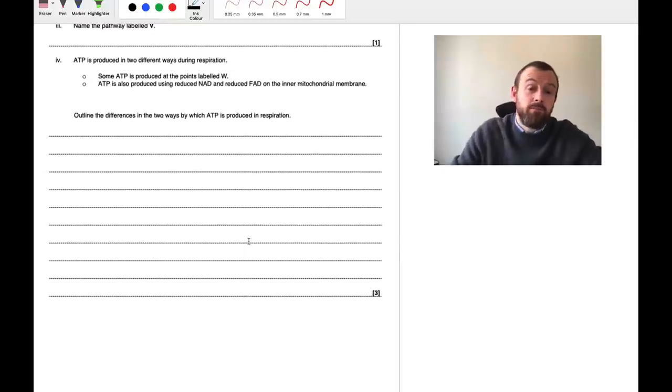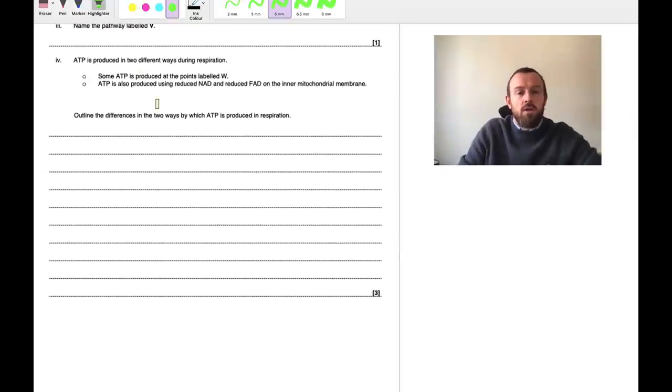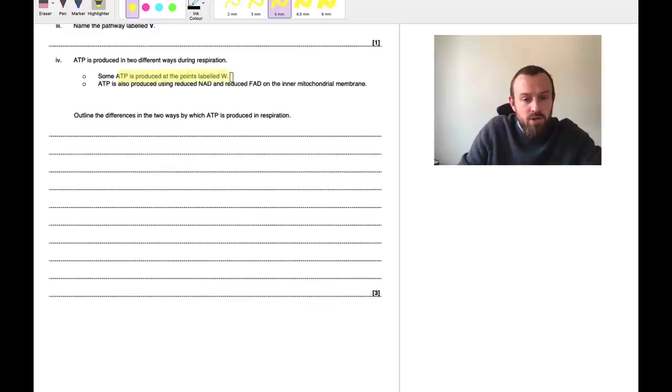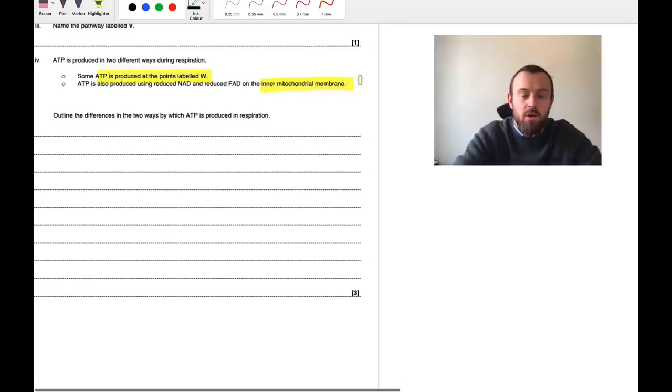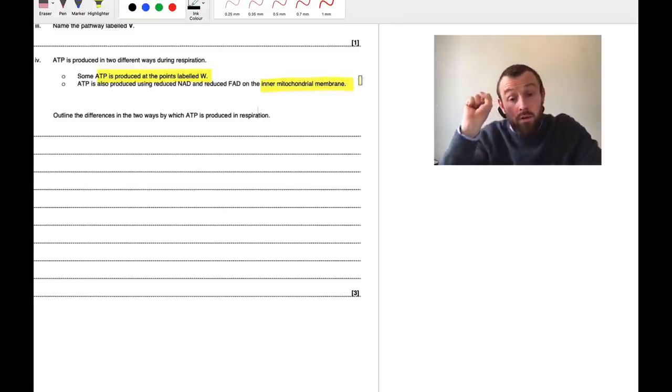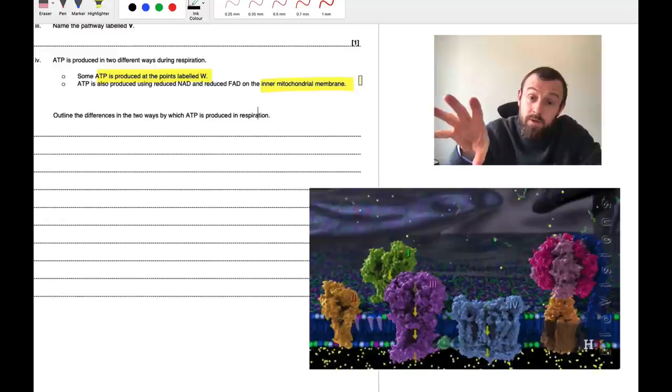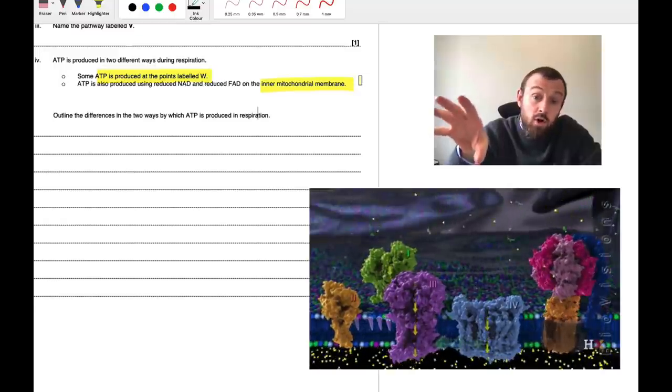Okay, so this question, question 4, asks you to compare how ATP is produced at W with how it is produced on the inner mitochondrial membrane. So I'll drop in a little animation of what's going on the inner mitochondrial membrane over here. And this is quite a complex process.